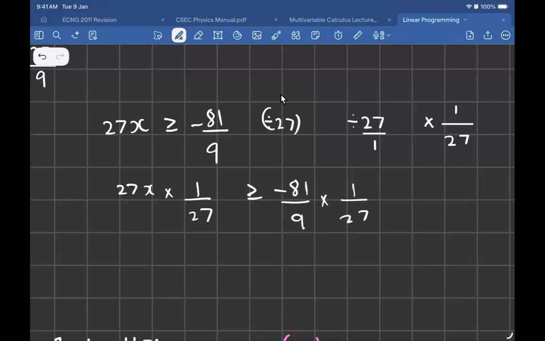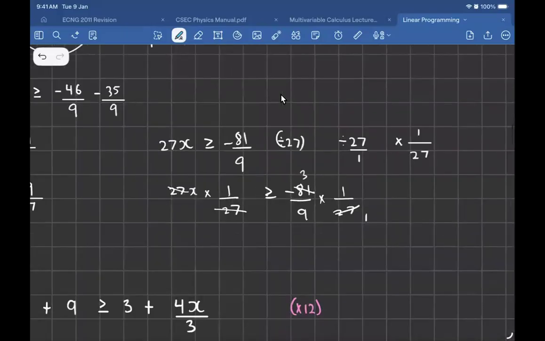All right, so on the left-hand side, we're canceling off the 27. I would just leave it with x by 1, which is 1x. And then we're seeing minus 81 over 9 multiplied by 1 over 27. Now, 27 could go into itself one time, and 27 could go into minus 81 minus 3 times. So you're going to end up with minus 3 over 9, which is minus a third.